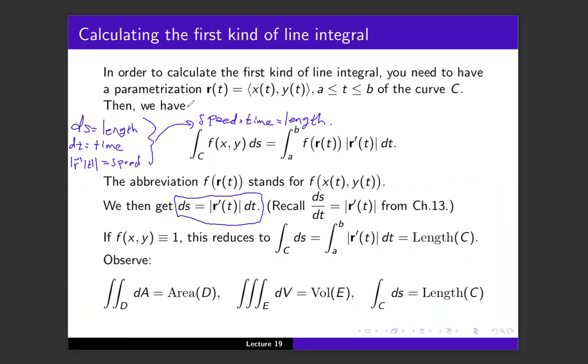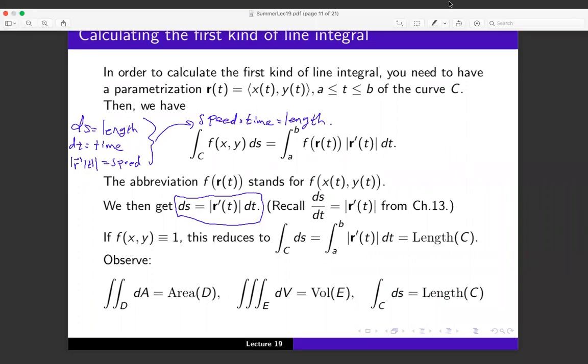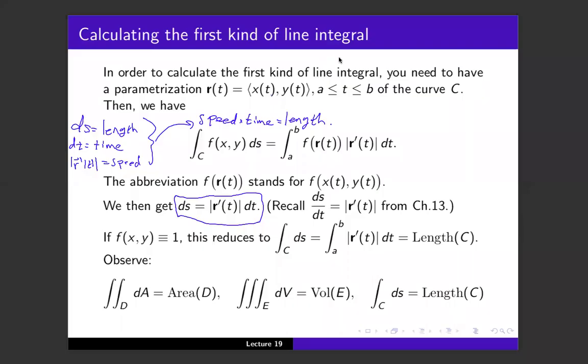We're going to do some examples of calculating these line integrals and see what they look like. But before we do that, are there any questions so far? All right.